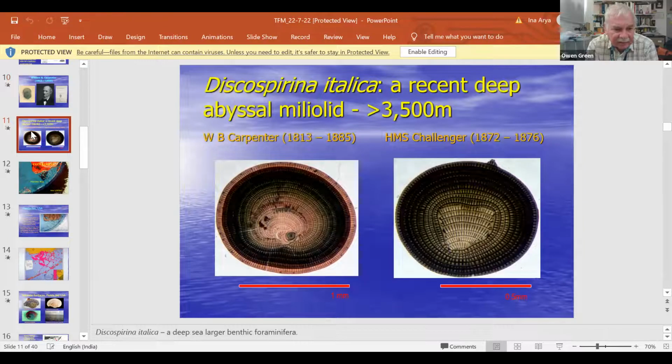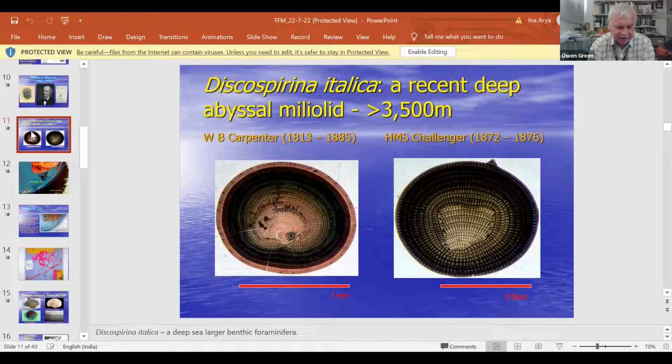That were found on the Challenger, HMS Challenger expedition in 1872 and 1876. And I've just got an illustration of one here, which you can see is quite a large foraminifera. But this is actually one called Discospirina italica. It's actually a deep sea larger benthic foraminifera.